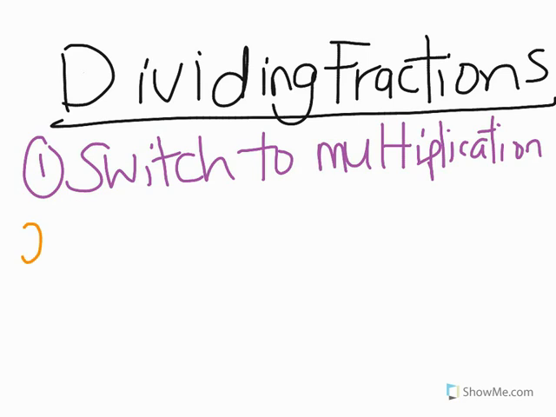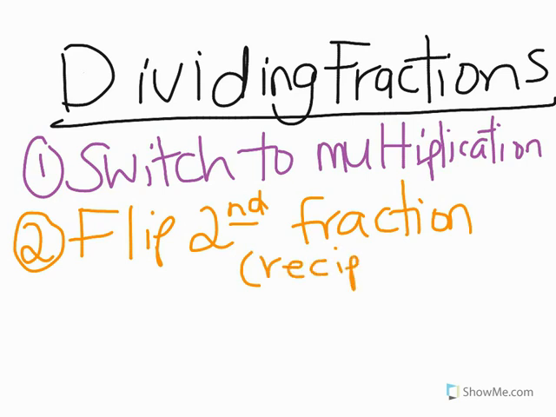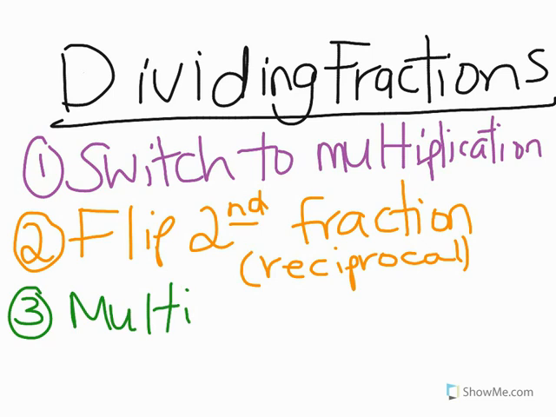The next thing we do is we're going to flip the second fraction, and that is called our reciprocal. Finally, what we're going to do last is we're going to multiply just like we would multiply any other numbers or any other fractions.